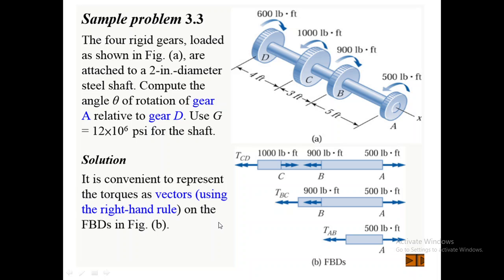So we have one more problem here where the shaft is straight, but the torque applied will be different at different points on the shaft.